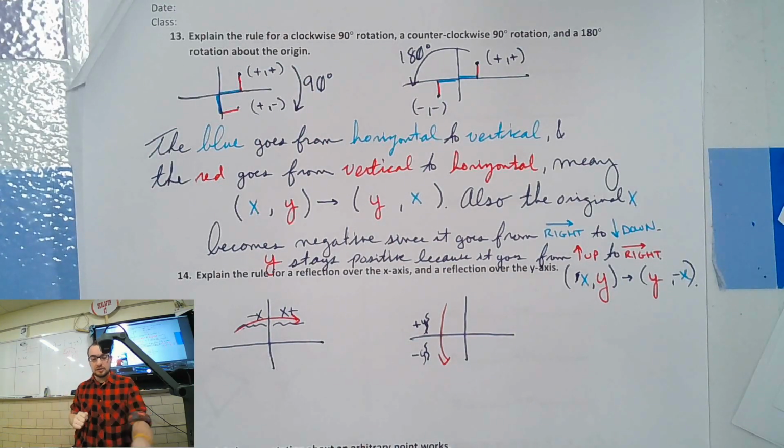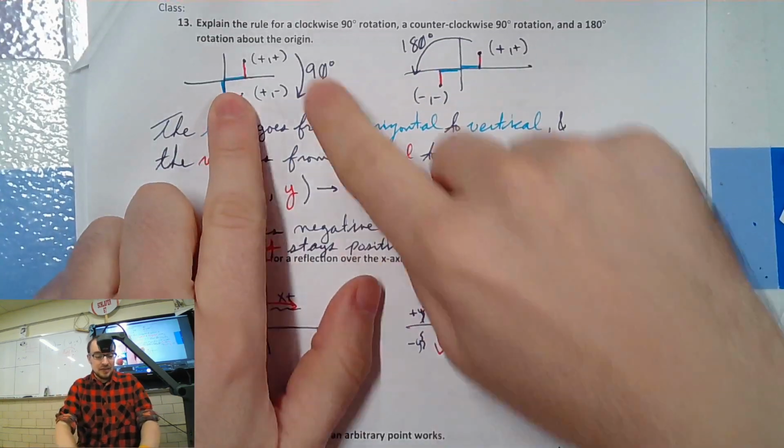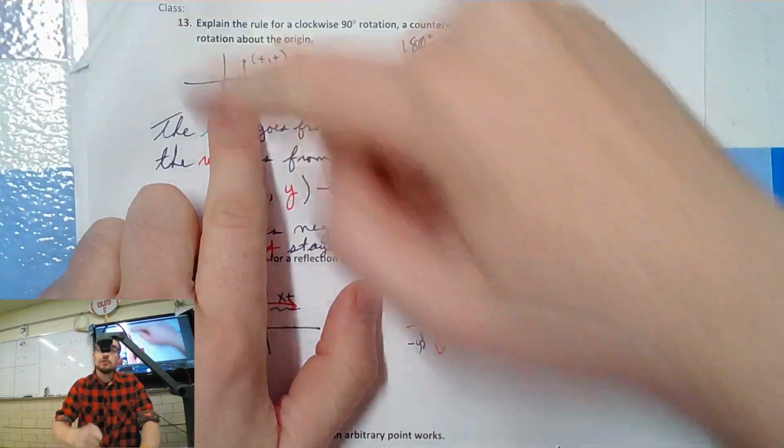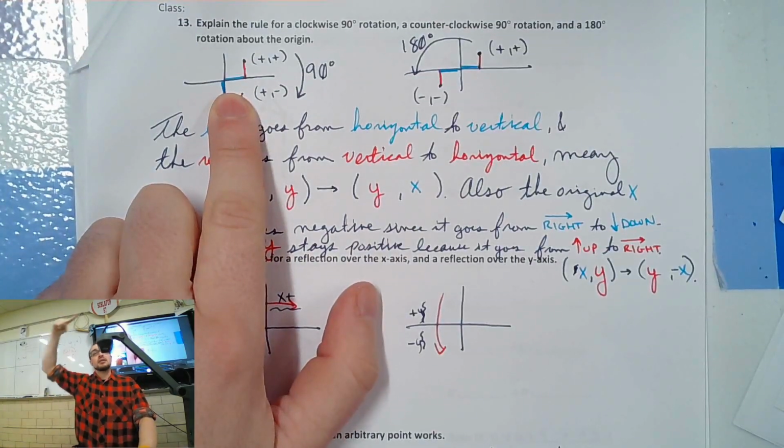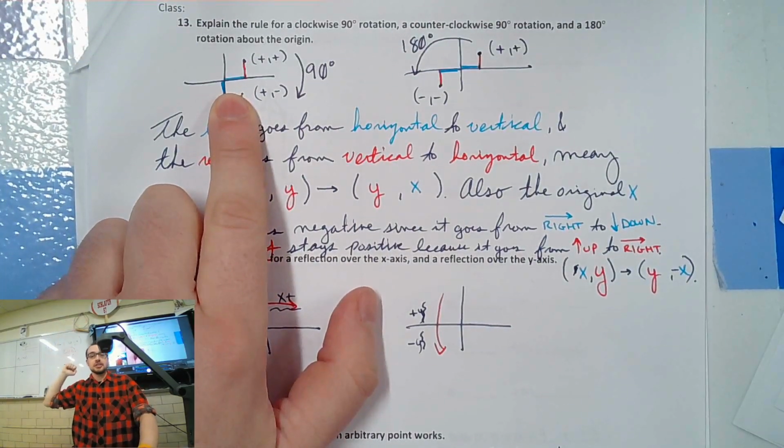For a counterclockwise rotation, I didn't have room to write it, but it's the same thing. It's just different ones switch signs, right? What's going to happen is that this red part is going to be pointing to the left when we're done, so it's going to go from positive up to negative left. So Y is going to change the sign, right?